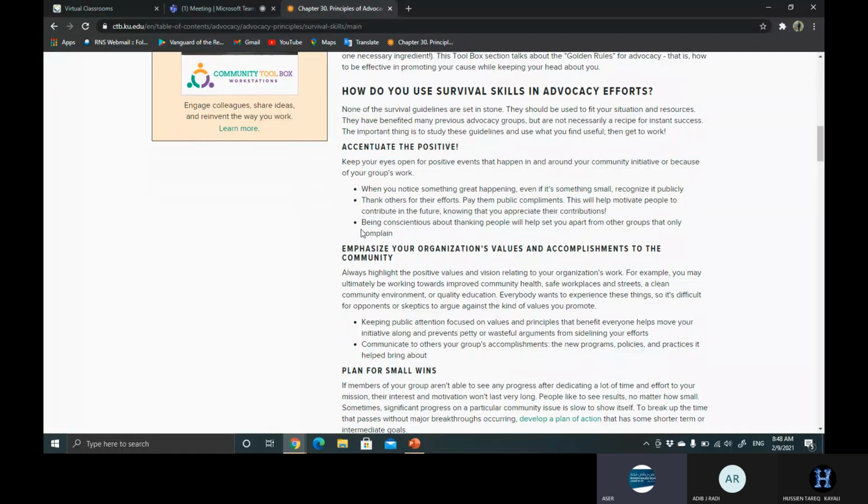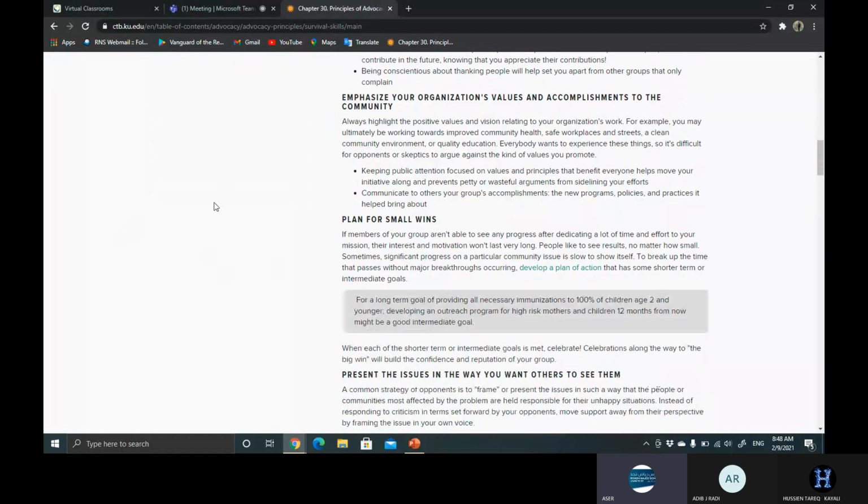And being conscious about thanking people will help set you apart from other groups that only complain. So if someone is complaining, say, okay, I'll try to do the best for your problem. Just try to be good to him as much as possible, so that all the people will recognize you as a good person and may join you in the future.